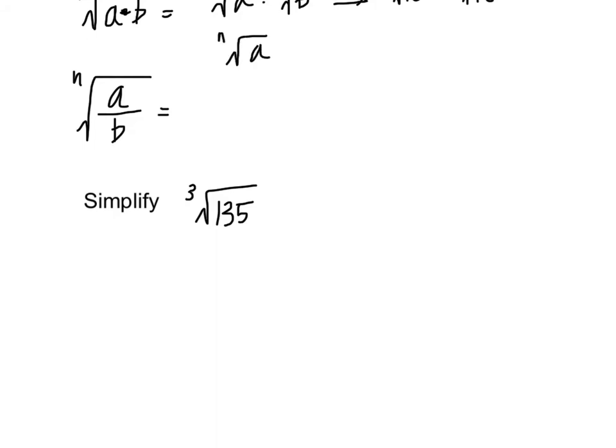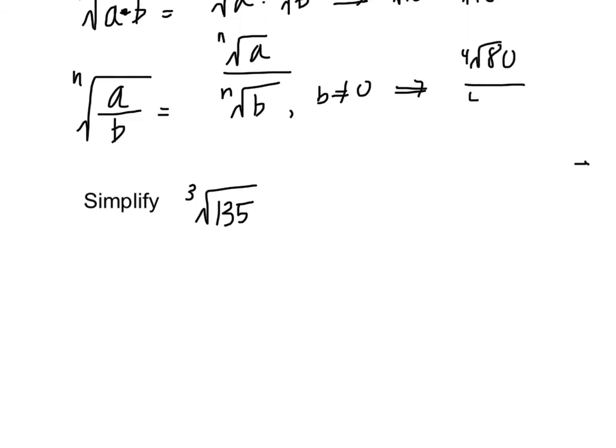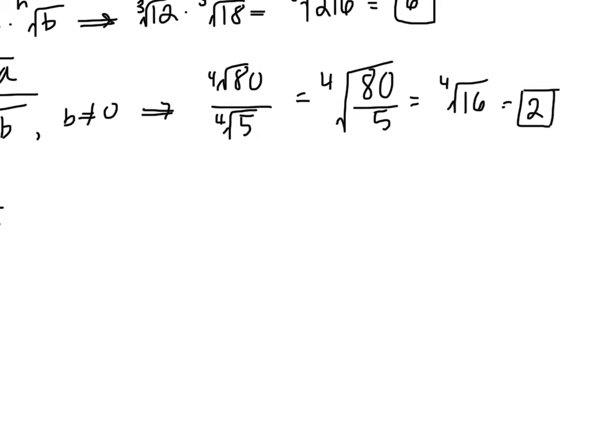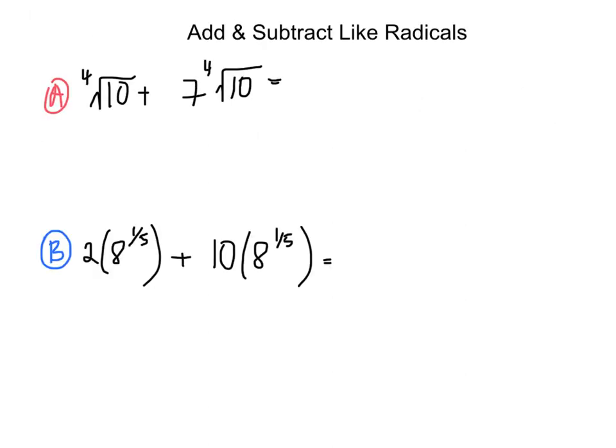Next we have the nth root of a divided by b, which you'll probably think about in the same way. So we have the nth root of a divided by the nth root of b, in which b is not 0. So we can have the fourth root of 80 divided by the fourth root of 5. This simplifies to the fourth root of 80 divided by 5. So 80 divided by 5, that is 16. We have our fourth root, and this is 2.